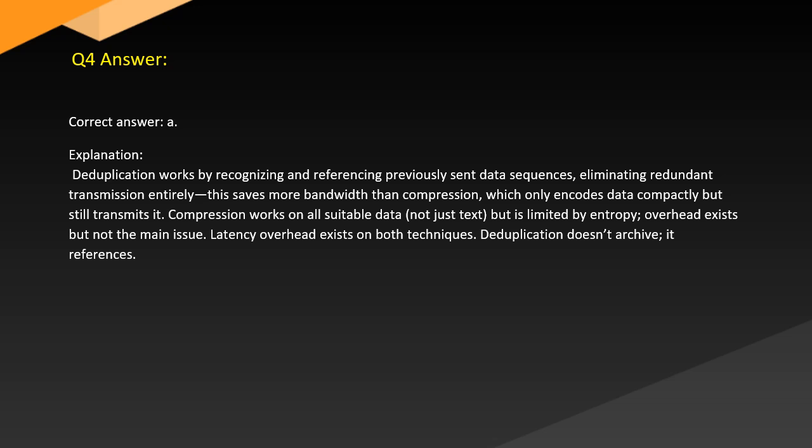Answer. Correct answer: A. Explanation. Deduplication works by recognizing and referencing previously sent data sequences, eliminating redundant transmission entirely. This saves more bandwidth than compression, which only encodes data compactly but still transmits it.